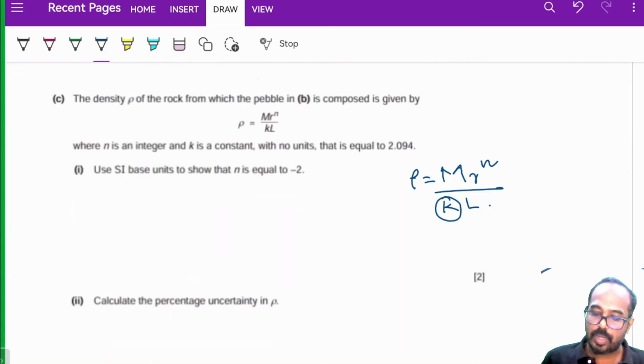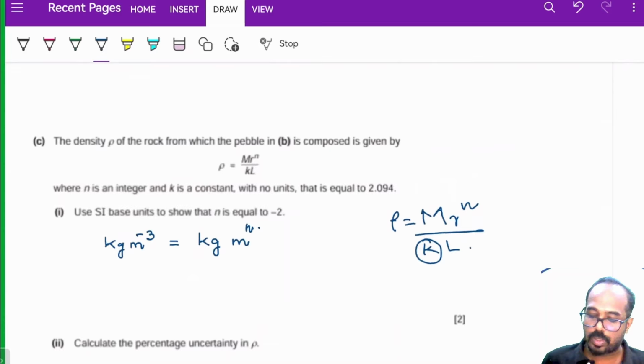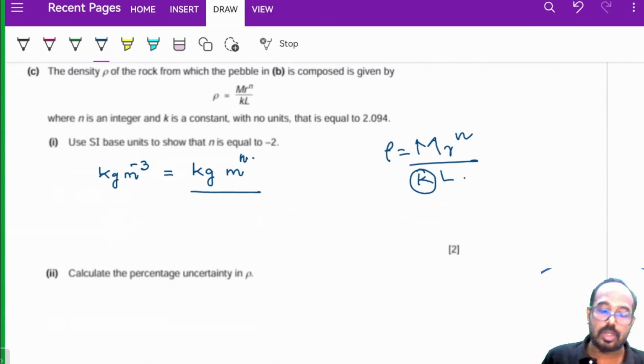How will you apply it? Left hand side, right hand side, the unit should be same, right? In an equation, each and every term will have same unit. That principle you will apply here. Left hand side, what is that? Density, mass by volume, right? So kilogram per meter cube. That is the left hand side unit. Right hand side, what is that? Mass in kg. R is the radius in meter, to the power n. This n you need to find out. Divided by k, you don't need to consider because it doesn't have any unit. L is what? Length in meters.